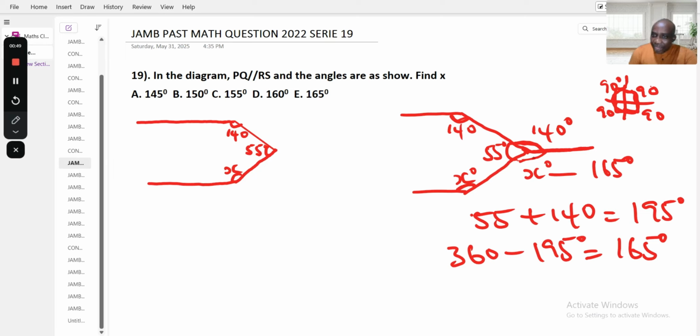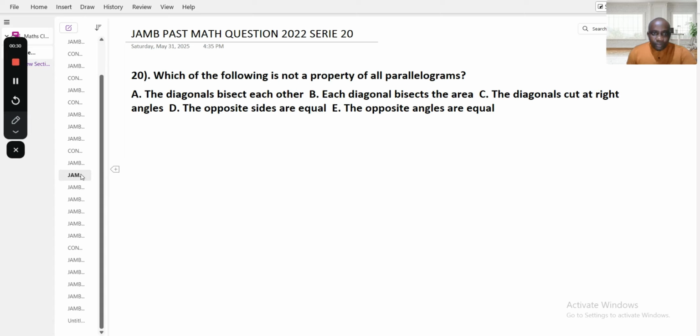When we add the total together, it's going to give us a total of 360 degrees. Our final answer is 165 degrees. Do you have 165 there? Yes, E. Let's move to the next question, which is the final one from this video.